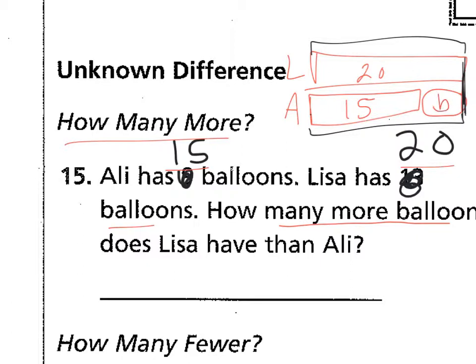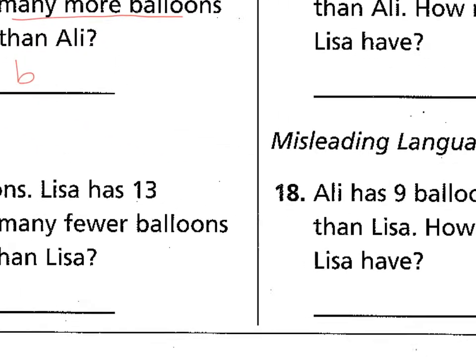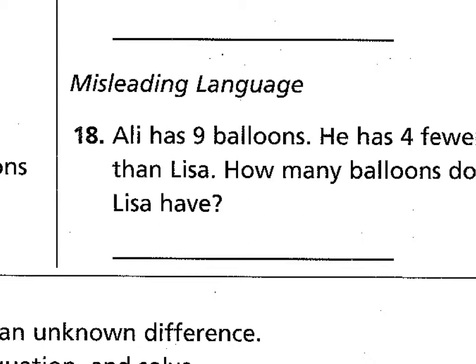So I'm going to write a B there for balloons. How many more balloons does she have? So Lisa has 20, and Allie has 15, and whatever the difference is B, the number of balloons. It's a subtraction problem. 20 minus 15 equals B. How many more balloons she has? I'm going to let you do the next ones by yourself, but I am going to skip all the way to number 18 because it is a different type of problem that has misleading language.